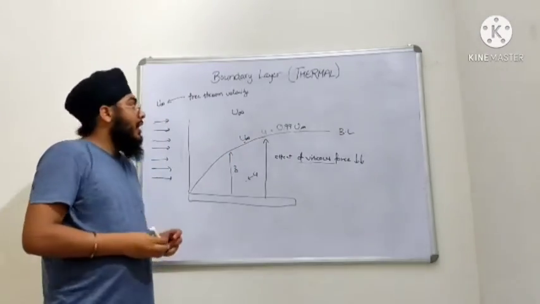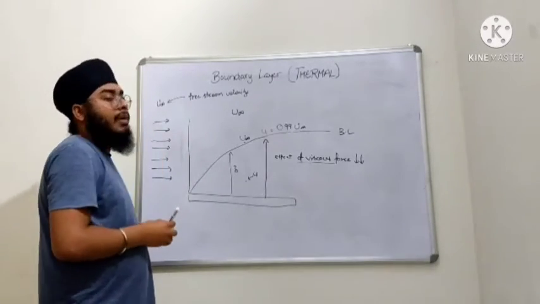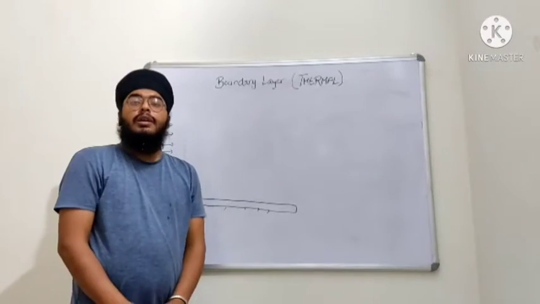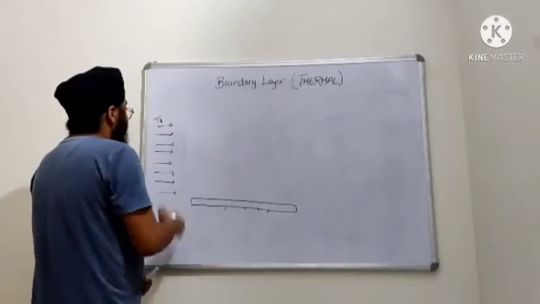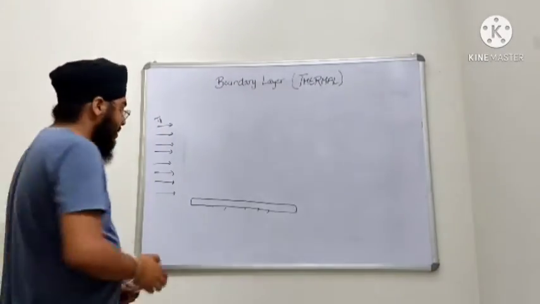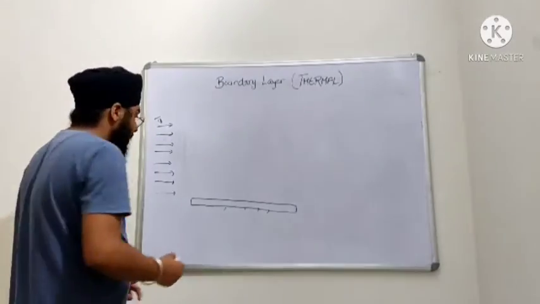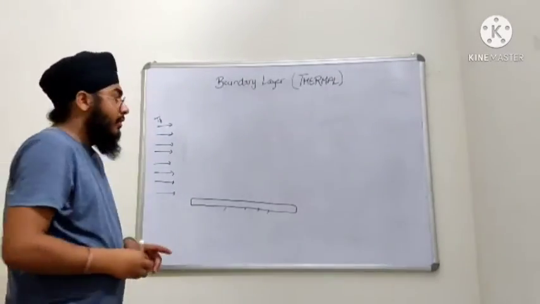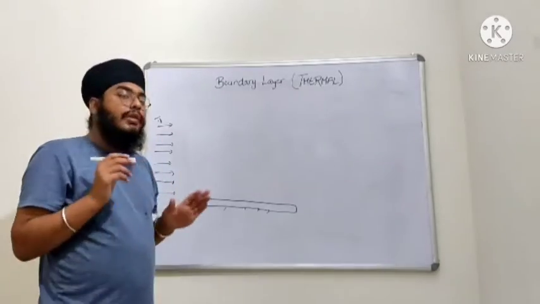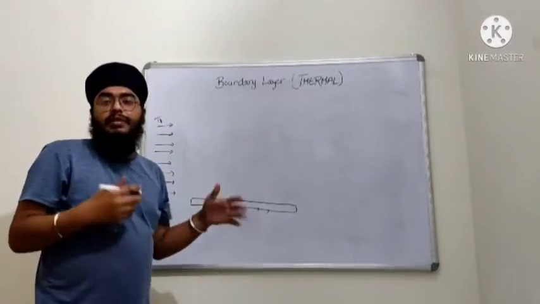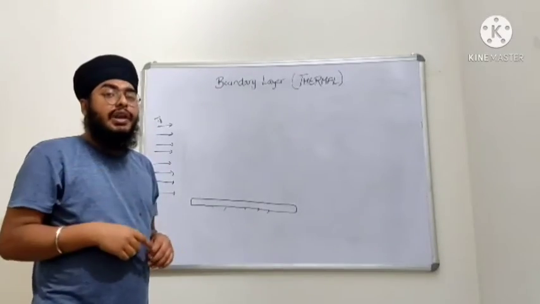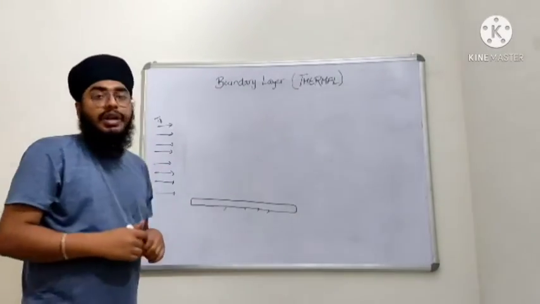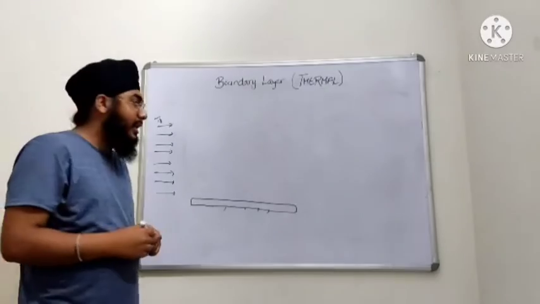Now we will see what is thermal boundary layer. In the thermal boundary layer, there is a fluid that is coming toward this surface. In the velocity boundary layer, we discussed that the fluid is coming with some velocity and how it affects things, and we drew a velocity profile. In the thermal boundary layer, we will discuss the temperature.